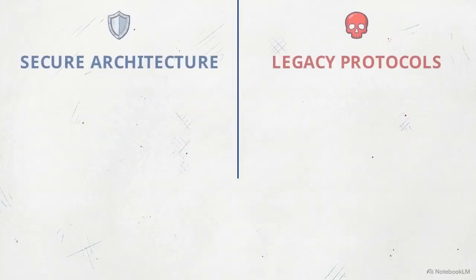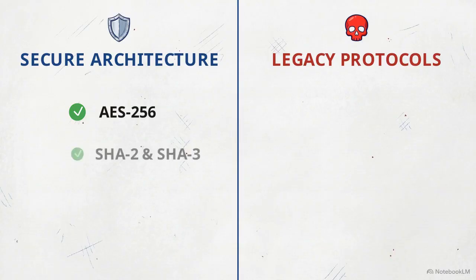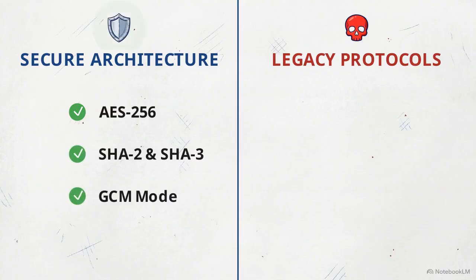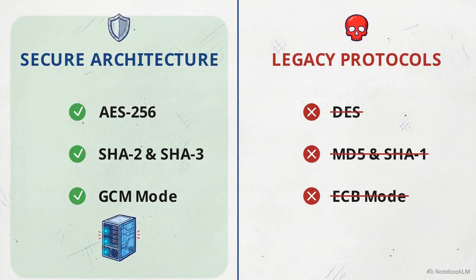This matrix summarizes your operational framework. Implement AES-256, the SHA-2 and SHA-3 families, and modern modes like GCM. Avoid DES, MD5, SHA-1, and ECB mode under all circumstances.